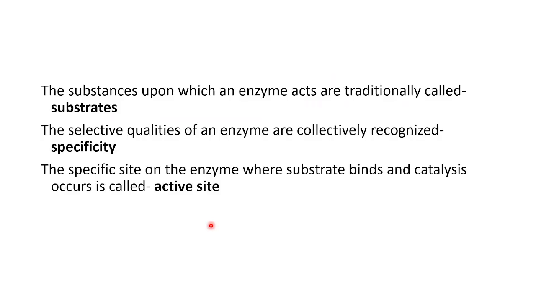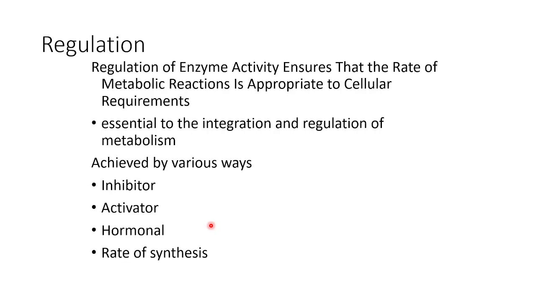So the substance upon which an enzyme acts is called a substrate. The selective qualities of an enzyme are recognized as specificity, and the specific site on the enzyme where the substrate binds and the catalysis occurs is called the active site. And enzymes have different roles in regulation. Regulation of enzyme activity ensures that the rate of the metabolic reactions is appropriate to certain cellular conditions.